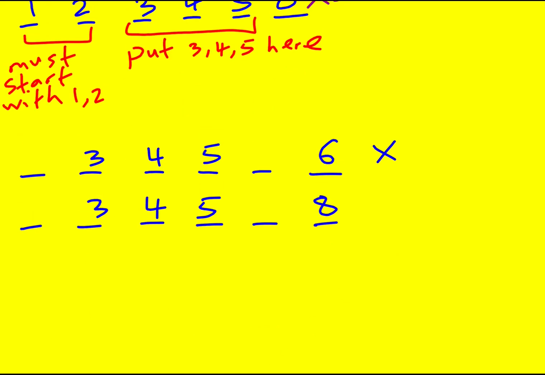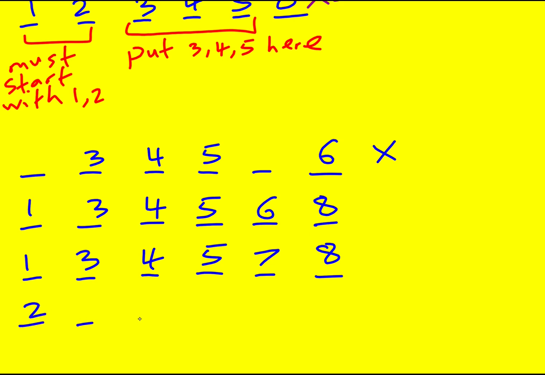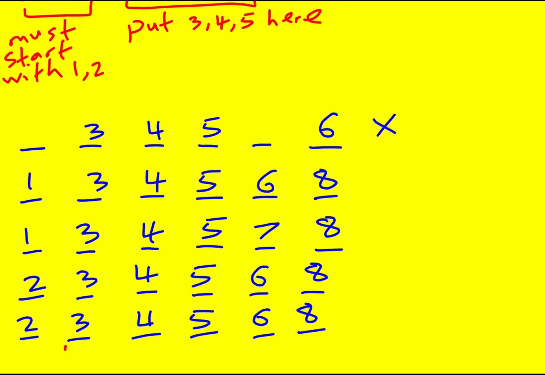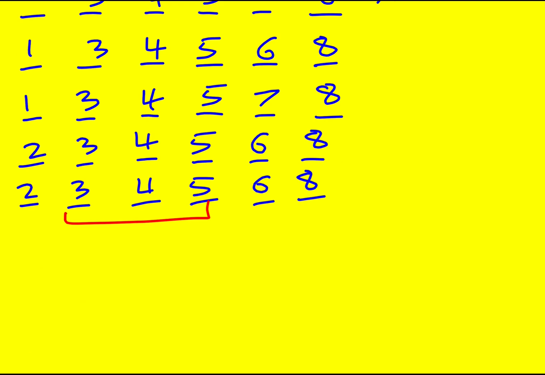And it's probably best at this point just to write down all the possibilities. So it could be 1 and 6 here, or it could be 1 and 7, or it could be 2 and 6, or 2 and 7. So just enough explanation put.